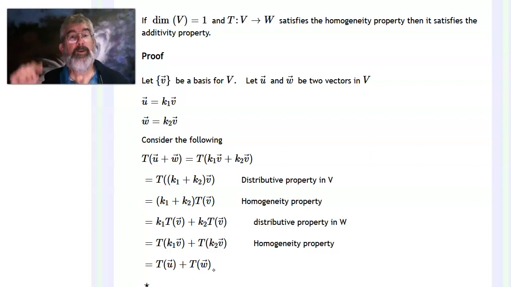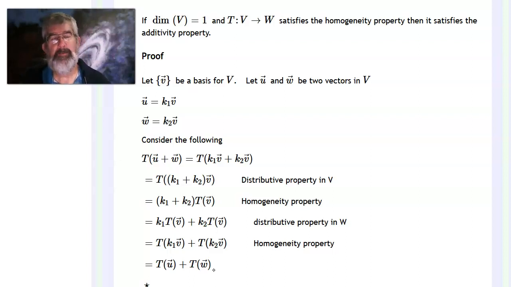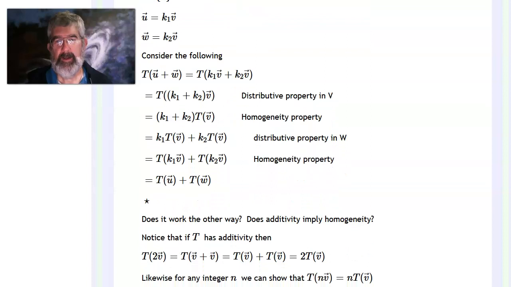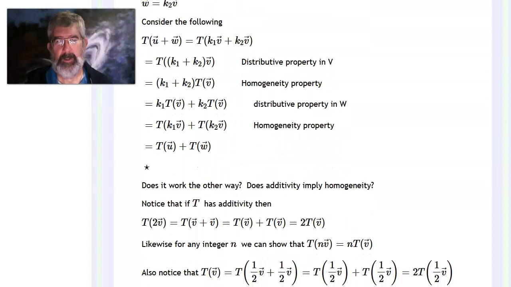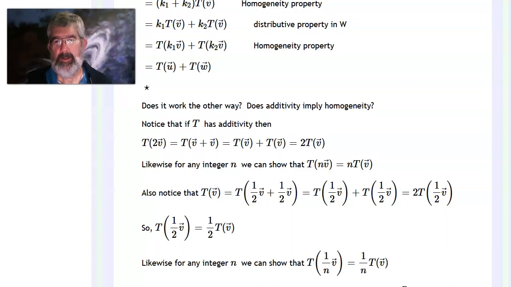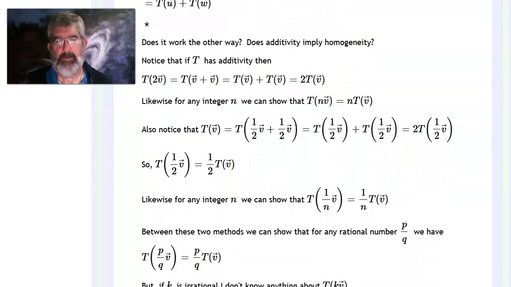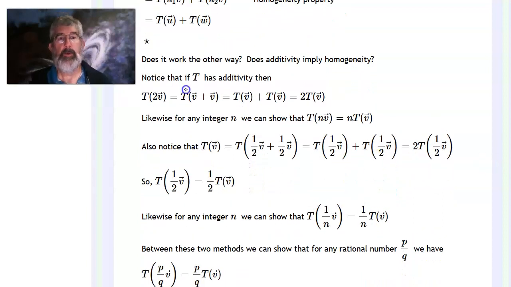Okay. So when your domain space is one-dimensional, if you know homogeneity, you know you have additivity. Now, how about the other way around? Are these two equivalent? If I know additivity, can I get homogeneity? Let's try it. So I'm assuming now that T has the additivity property, and I'm trying to show, does it have homogeneity?